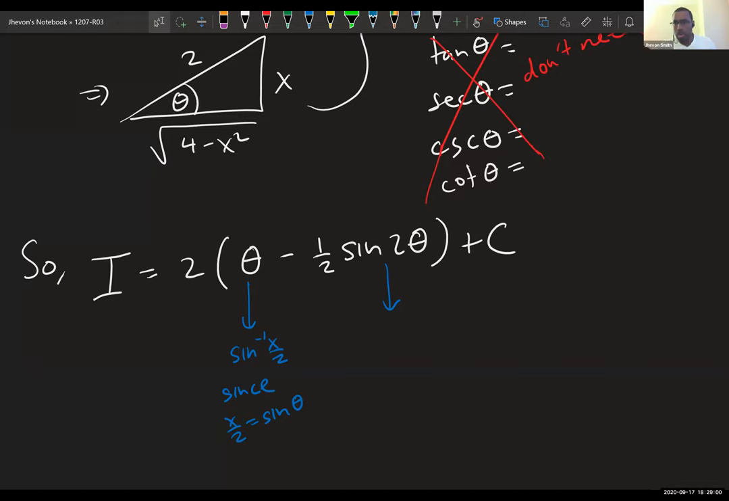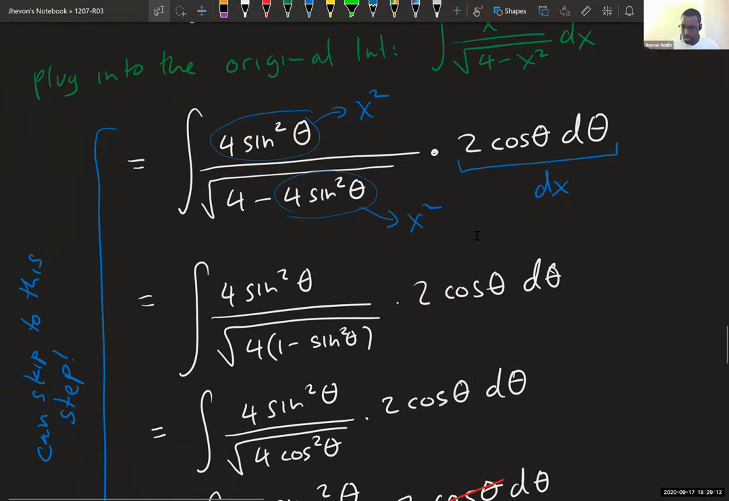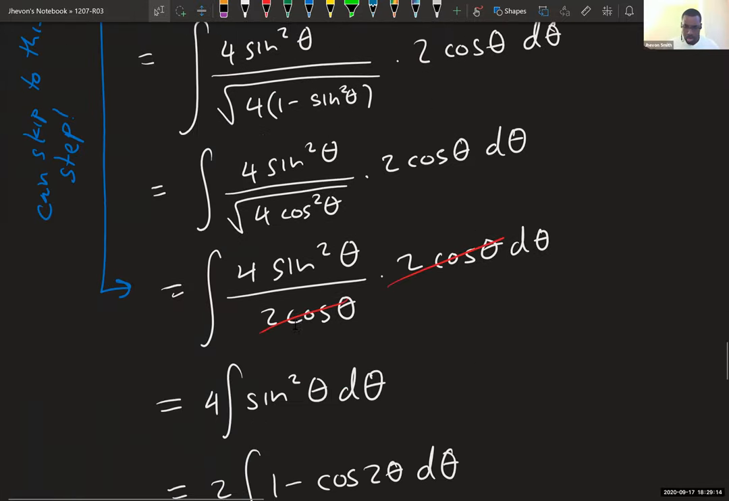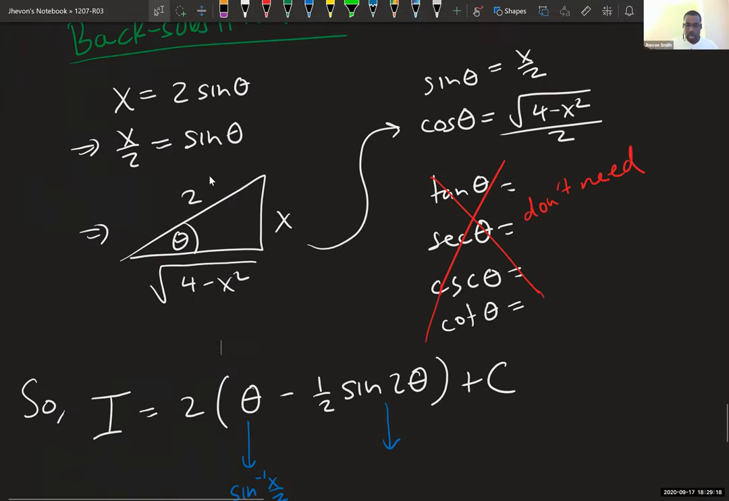Oh, and I just saw a question in the chat. How do you know it's the square root of 4 minus x squared? Oh, someone else answered. Yes, Pythagoras' theorem. Probably someone was asking me, how do I know this? Yeah, I use Pythagoras' theorem. I know that this squared is equal to that squared plus that squared.